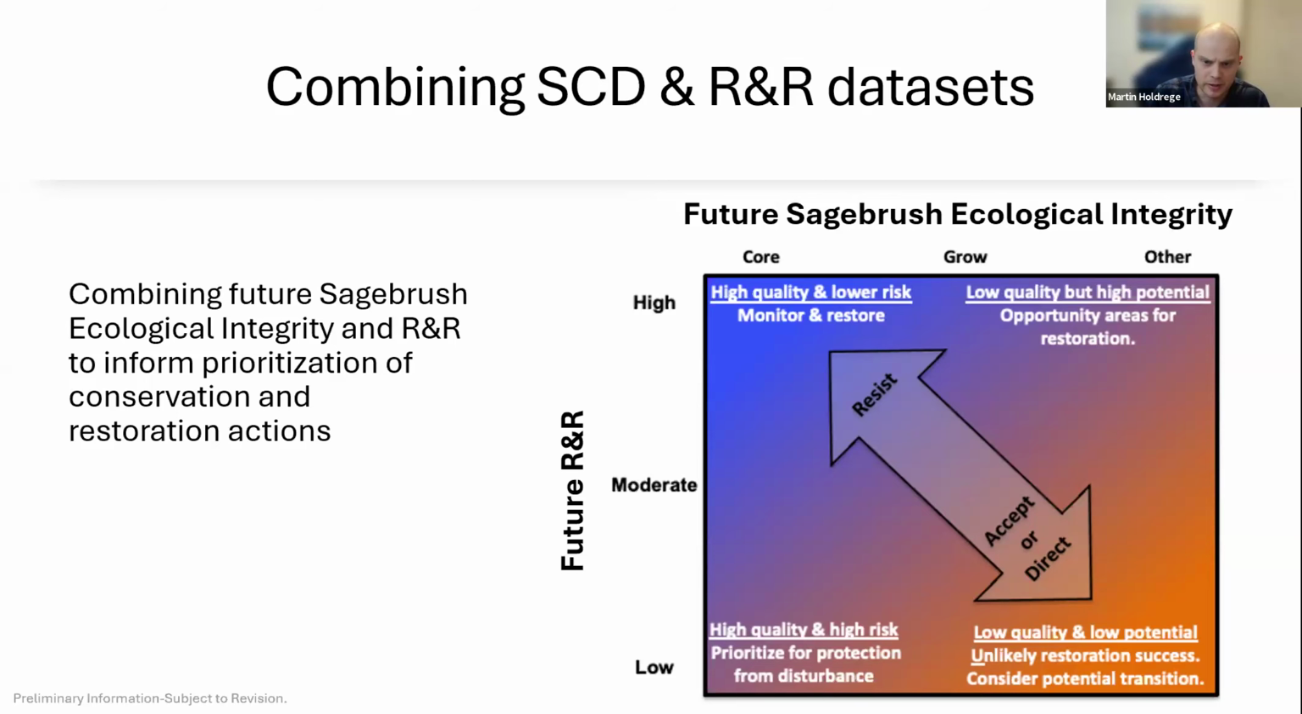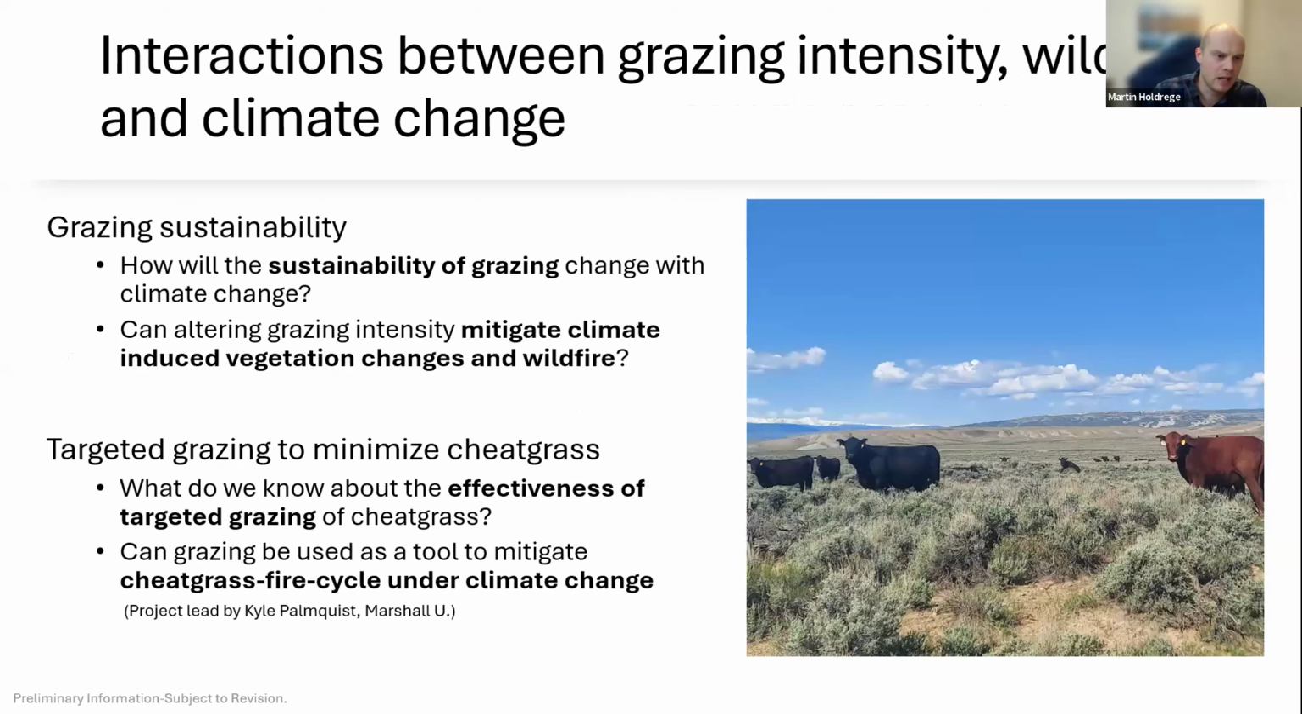And then lastly, touching on our grazing work, one project we're doing is focusing on trying to answer how the sustainability of grazing might change with climate change, and the related question of whether mitigating or changing the grazing intensity can mitigate climate-caused changes to the vegetation and also mitigate changes in wildfire. And we're addressing those questions through the modeling framework I described earlier.